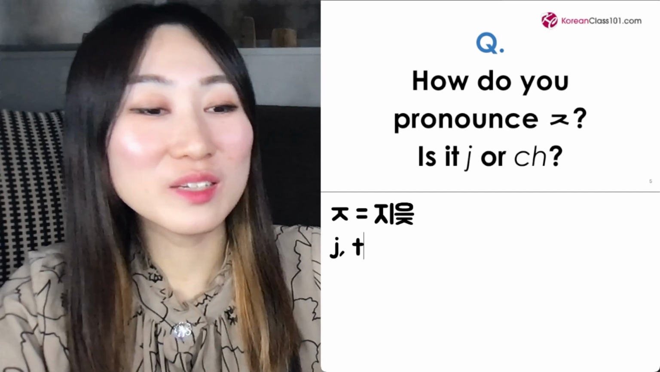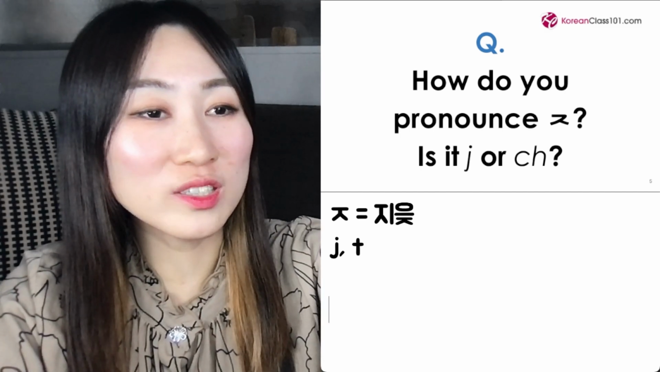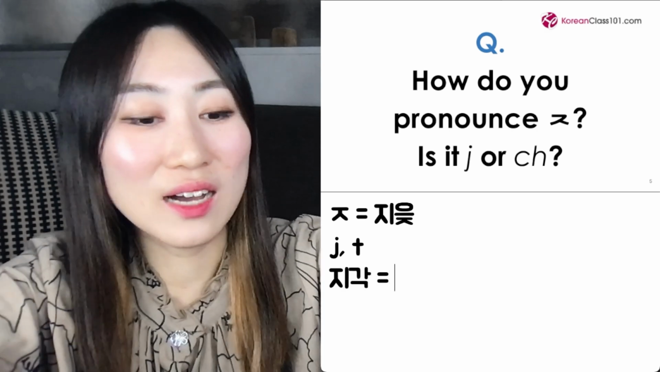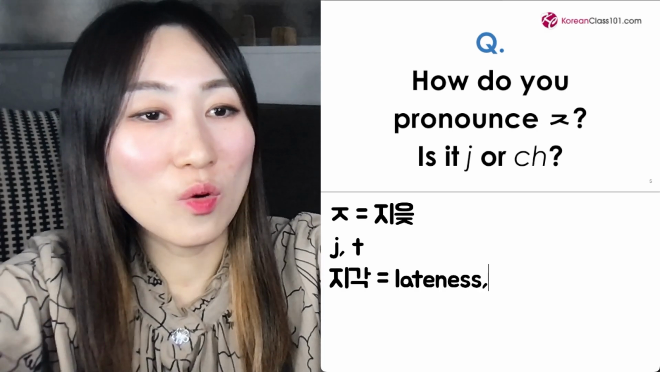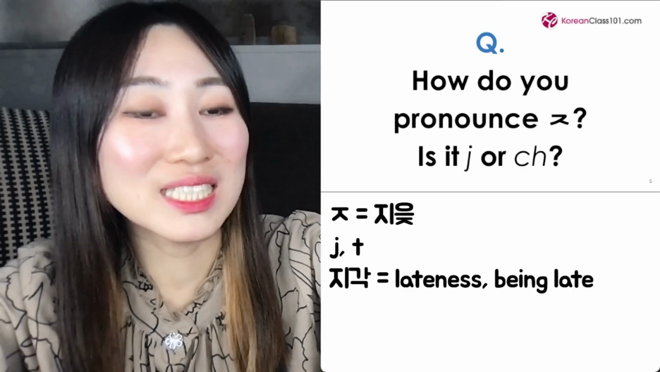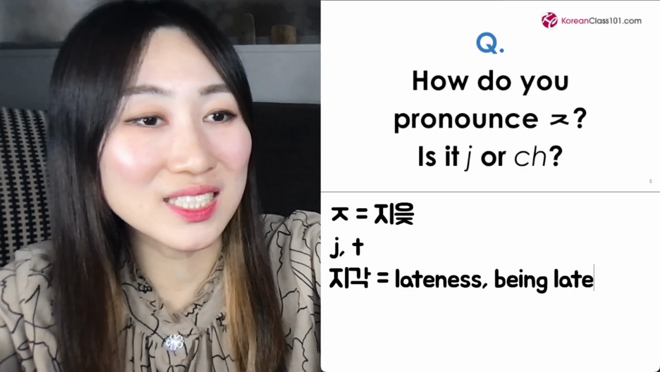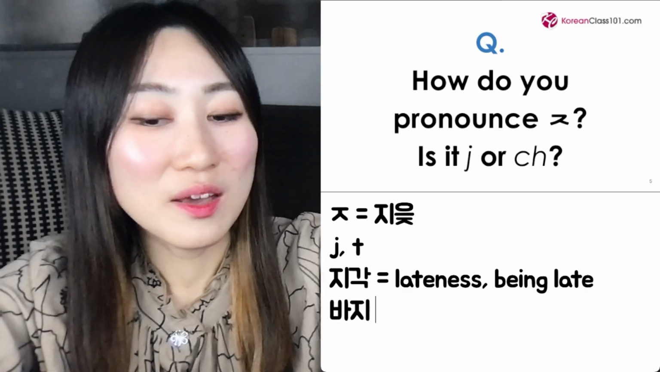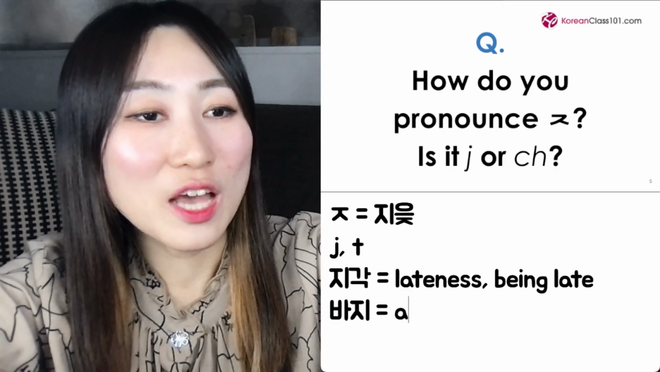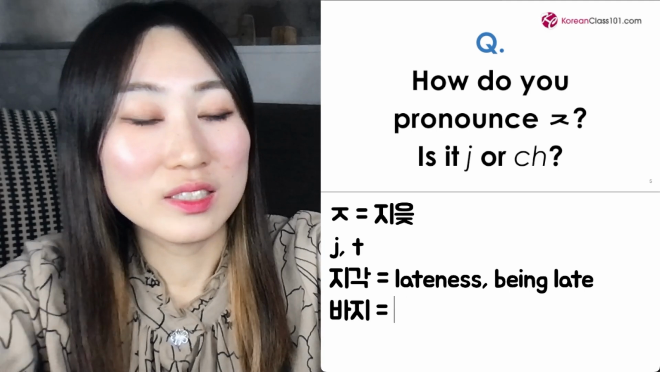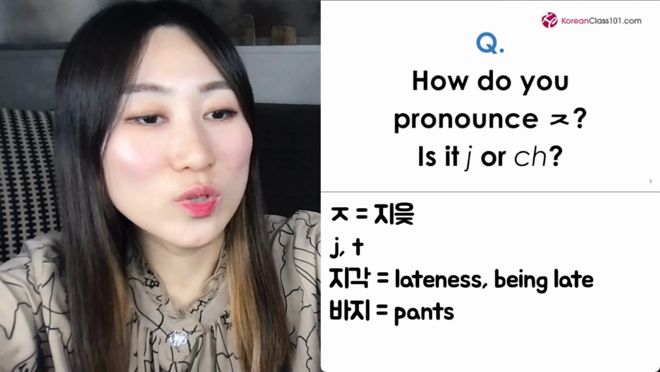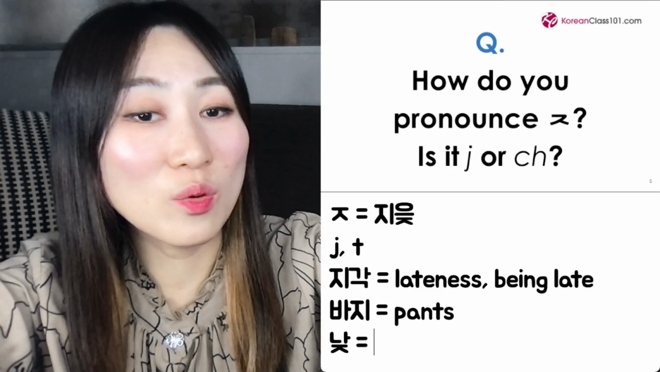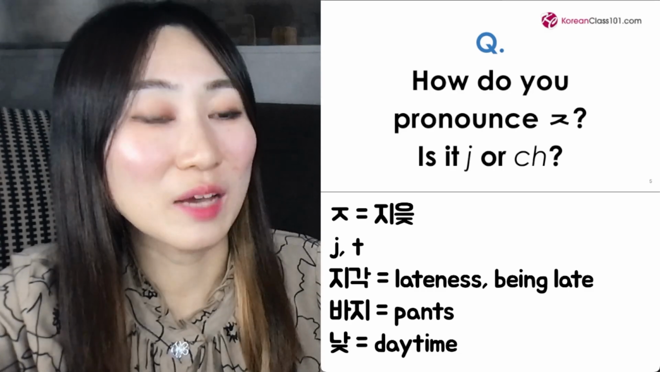So I prepared some examples for you. The first word that I prepared is 지각. It's lateness or being late. It's a noun. Next word that I prepared is 바지. It means pants. Next word that I prepared is 낮. It means day or daytime.